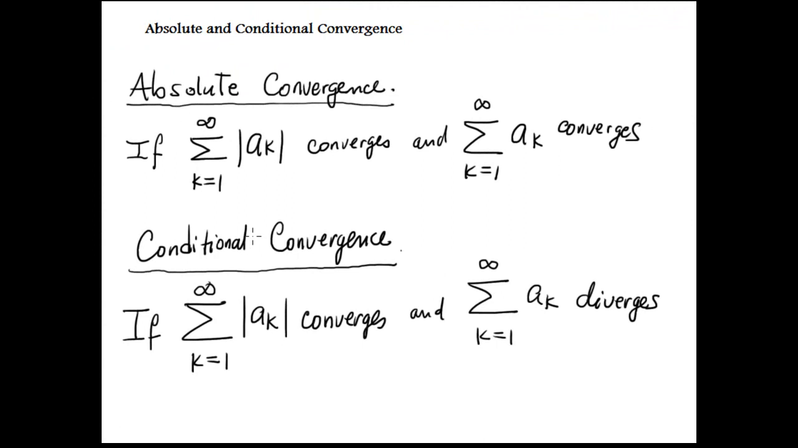Absolutely convergent is if both the original series and the absolute value of it converge. So this is like a piece of cake. If the absolute value converges, it is absolutely convergent. If the absolute value diverges but the original converges, it is conditionally convergent. Let me see an example to understand this idea.